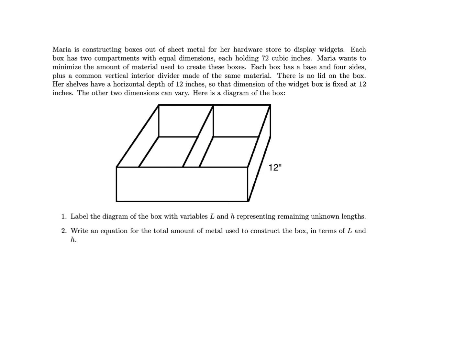Her shelves have a horizontal depth of 12 inches, so that's this dimension that's already labeled, and that is fixed. The other 2 dimensions, this length and this height, can vary. So those are in our control. So let's call this L and H.